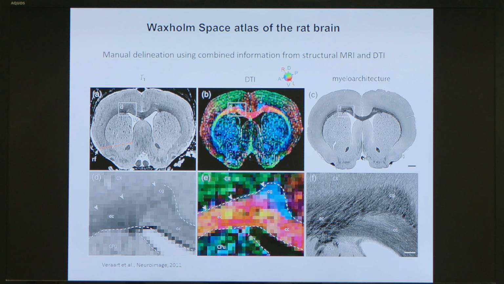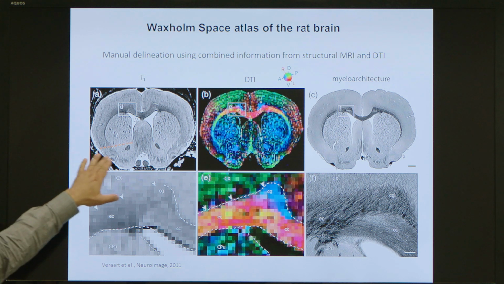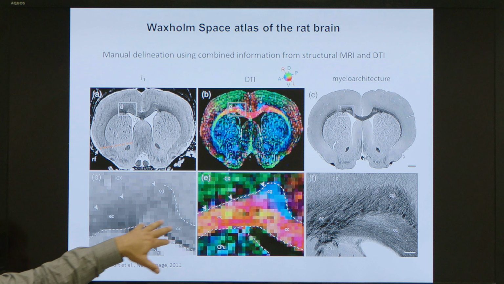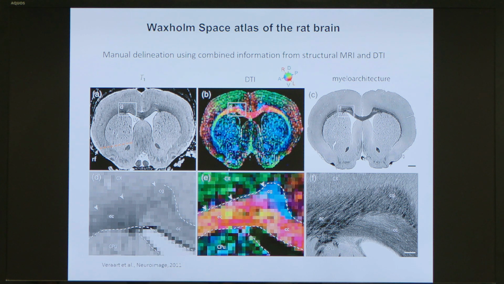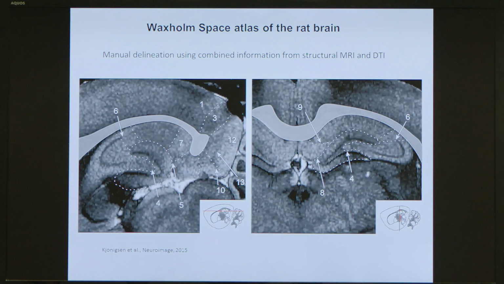So the Voxon Space atlases for the mouse and the rat brain appeared. The rat brain atlas was based on a high-resolution MRI template, and here the anatomical signature in these different types of images was interpreted and used as a basis for anatomical delineations. And this has been done for several systems.